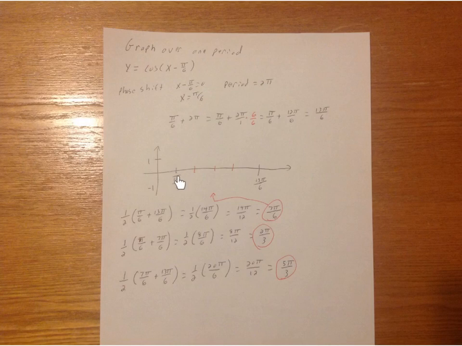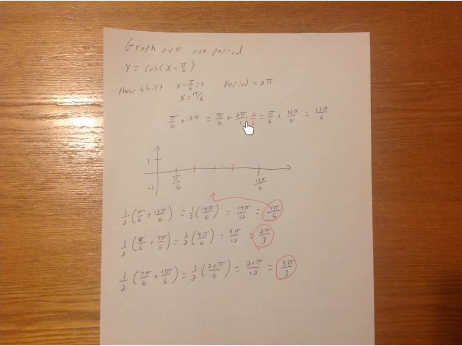So if it starts at pi sixth, I want to find out where the end of the period is. It says graph over one period. So I take pi sixth, and I want to add 2 pi to that. I want to add these numbers, so I've got to get a common denominator, multiply that by 6 over 6. So 2 pi here is the same as 12 pi over 6, and I've got pi sixth. So that gives me 13 pi over 6.